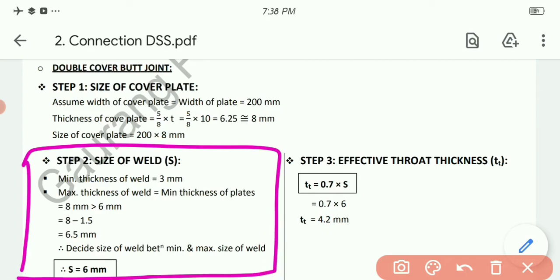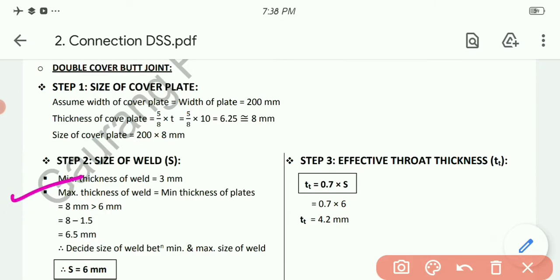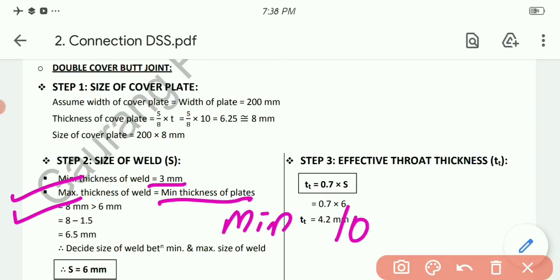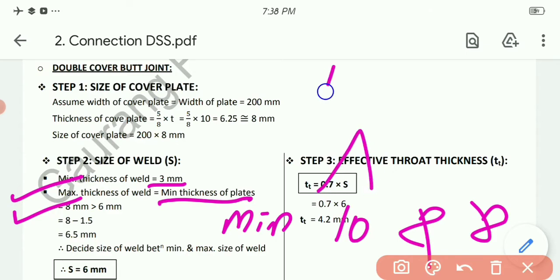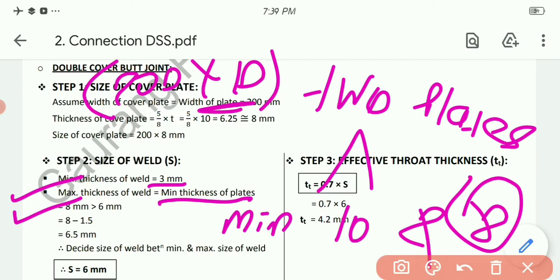Okay, let me explain over here, because in this one we are going to connect the cover plate and both plates. So both plate thickness is 10 mm, while the cover plate thickness is 8 mm. So minimum thickness is 8 mm. Let me show you. Minimum size of weld is 3 mm. For the maximum size of weld, take the minimum thickness of the plates, that is the minimum of 10 and 8 mm. The 10 is for the two original plates, of dimension 200 cross 10 mm, and this 8 stands for the thickness of the cover plate, which we found in the previous step.